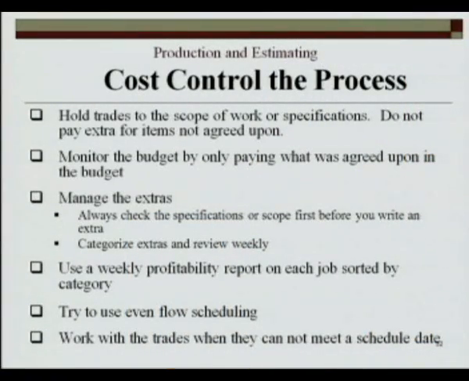Cost control process holds the trades to the scope of work and specifications. Do not pay for extra items and only pay for items agreed upon. And that's why having the contractor sign the purchase order and send it back with their invoice is always a nice way to do it, because if there's ever a discrepancy, accounting can come right out and ask production, why was there a $300 addition to their invoice? Then you can go dig the change order up. Oh yeah, that's right. So it holds the trades accountable.